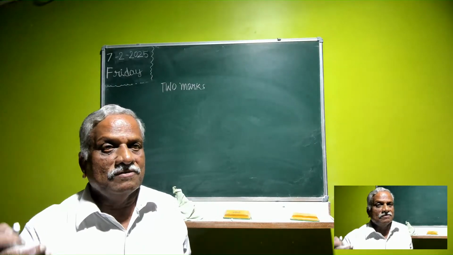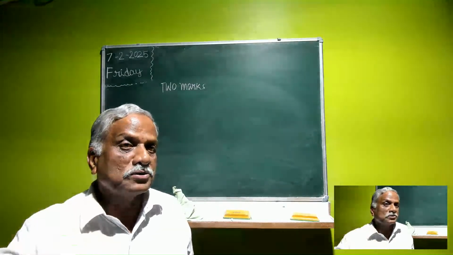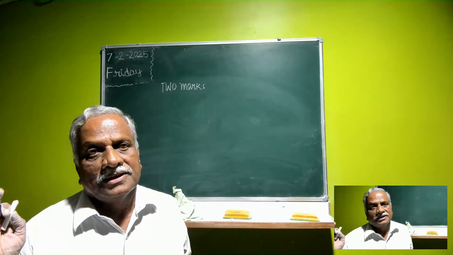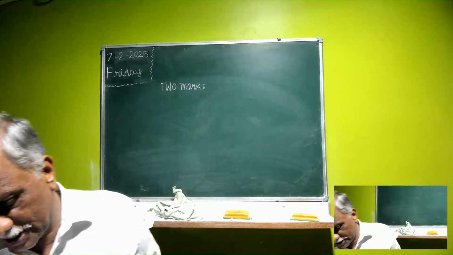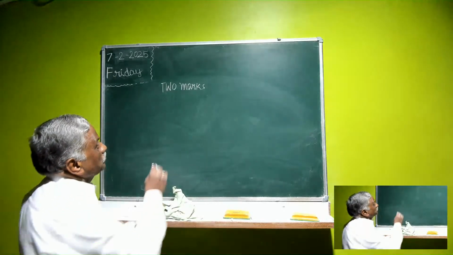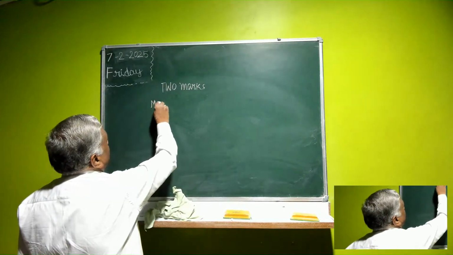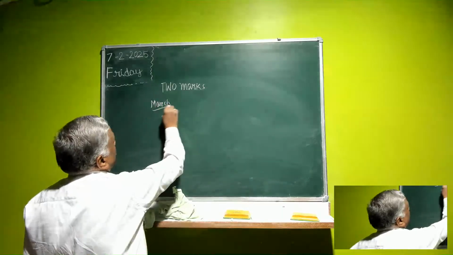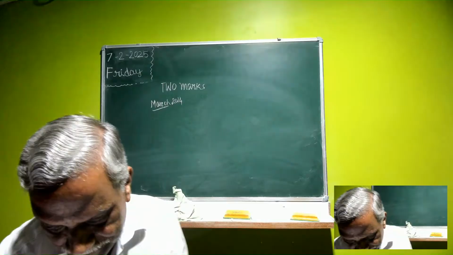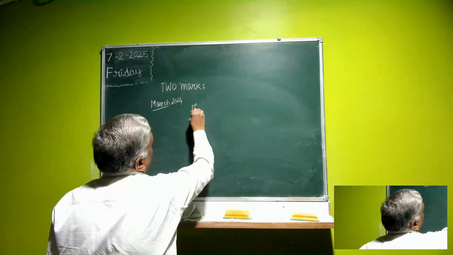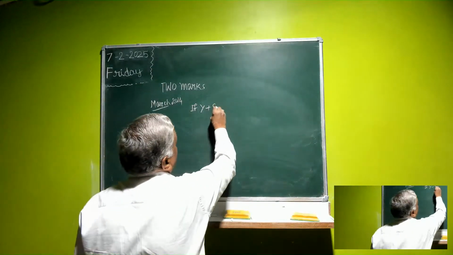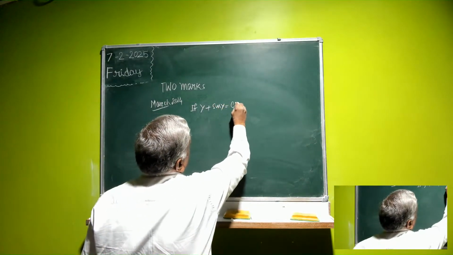How I am going about it is 1 mark questions from 2014 to 2024, then 2 marks questions, then 3 marks questions and 4 marks questions, etc. So here, March 2 marks questions, March 2014. These problems carry 2 marks. March 2014. The question is, if y plus sin y is equal to cos x.